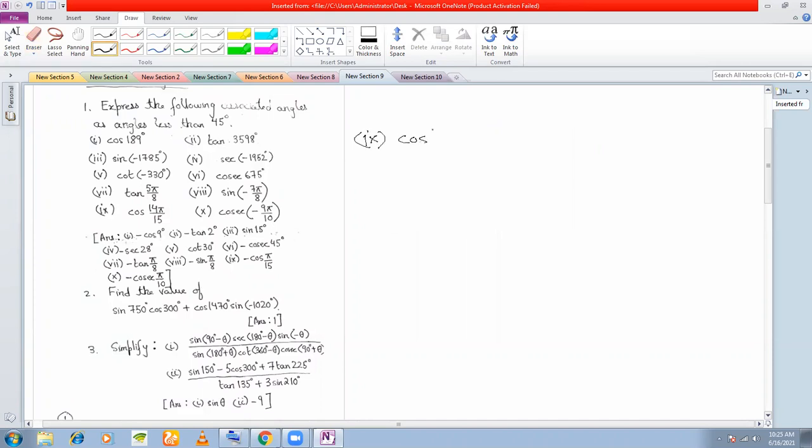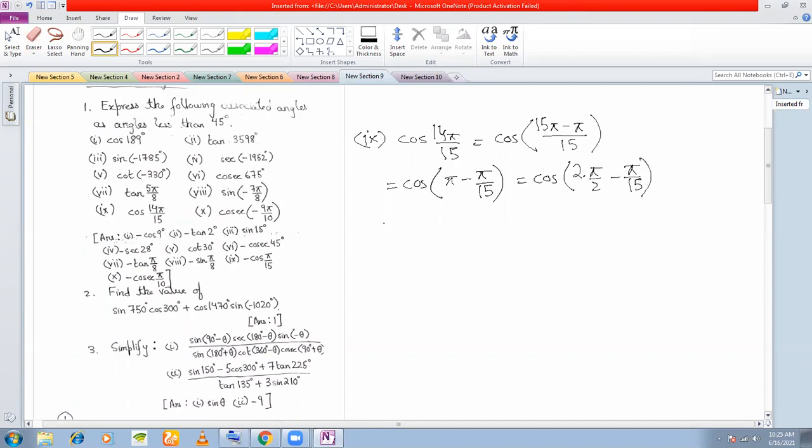Cos 14 pi by 15. Cos 15 pi minus pi by 15, which is cos pi minus pi by 15, which is cos 2 into pi by 2 minus pi by 15. Again, even multiple, cos remains a cos. Quadrant, second quadrant, so therefore cos is negative, so you give a negative sign. Pi by 15, and that should be your answer.